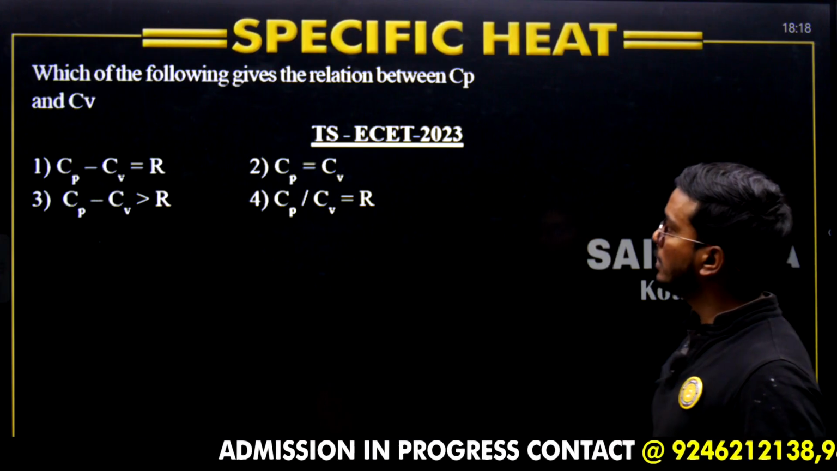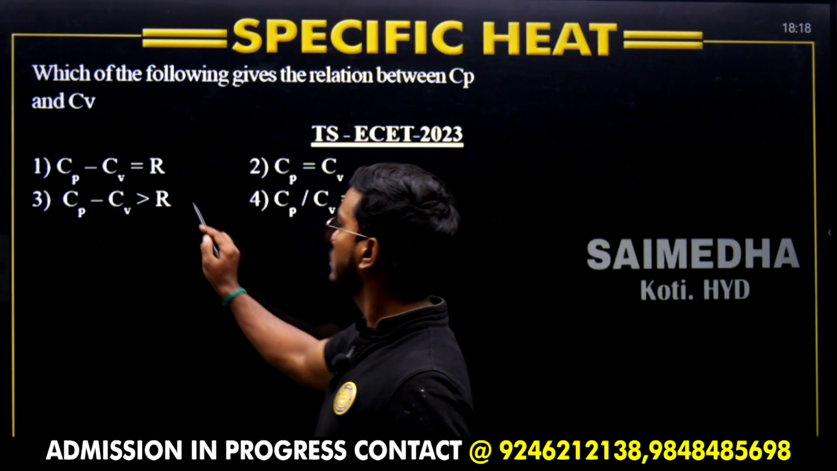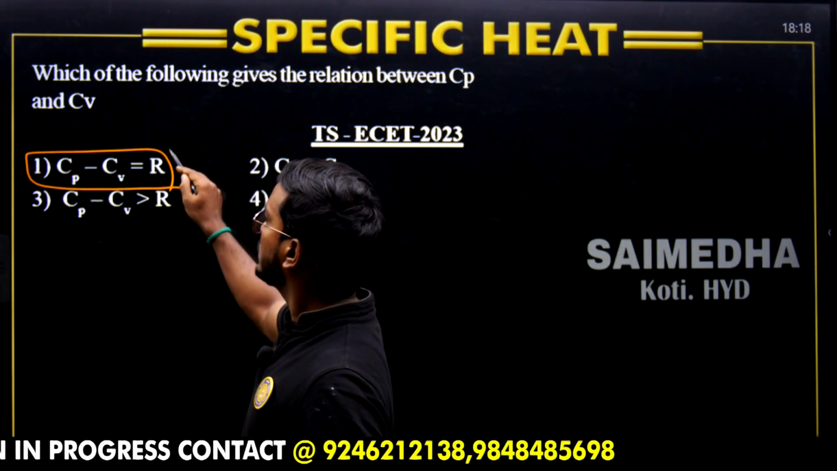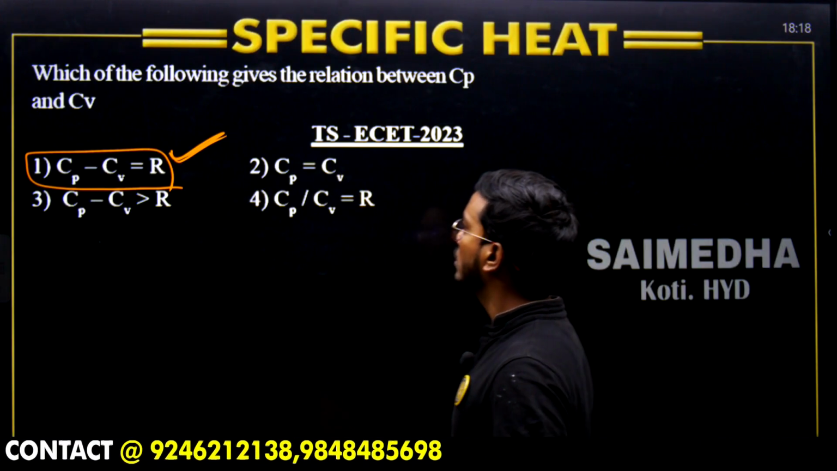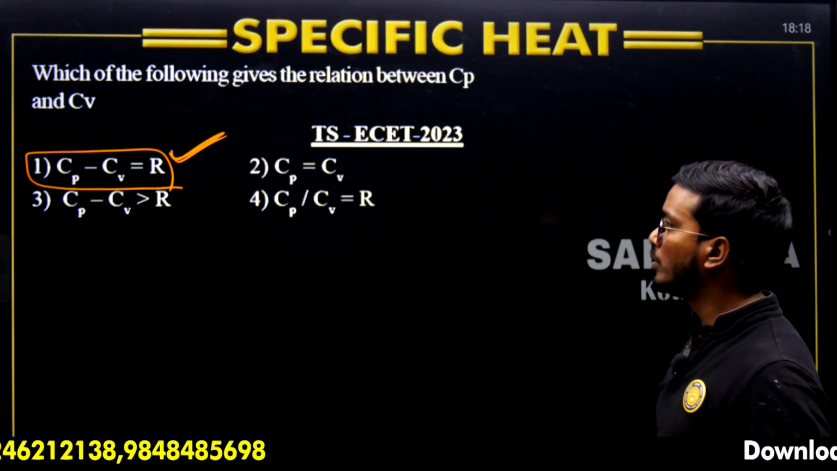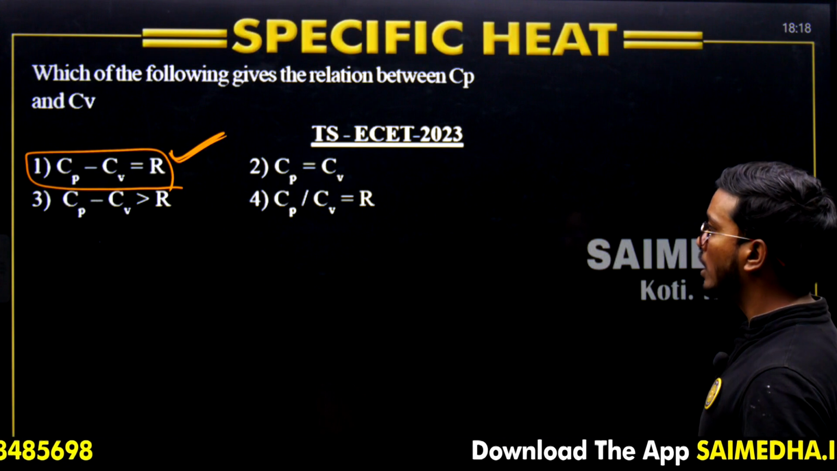Which of the following gives the relation between Cp and Cv? Already a repeatedly asked question: Cp minus Cv is equal to R. Once it was asked per unit joule, now it is asked as Cp minus Cv, and the direct answer is R.